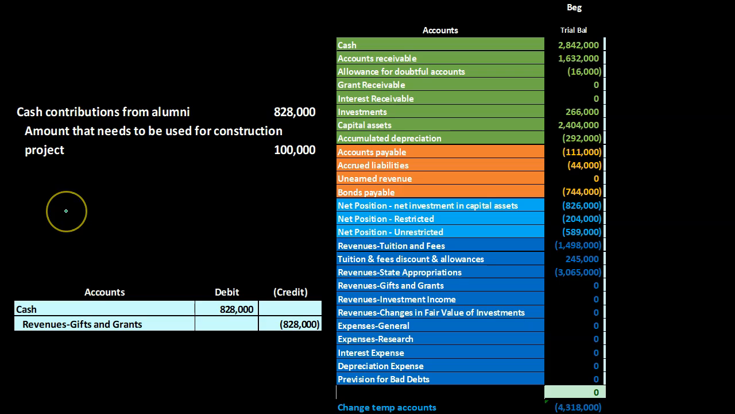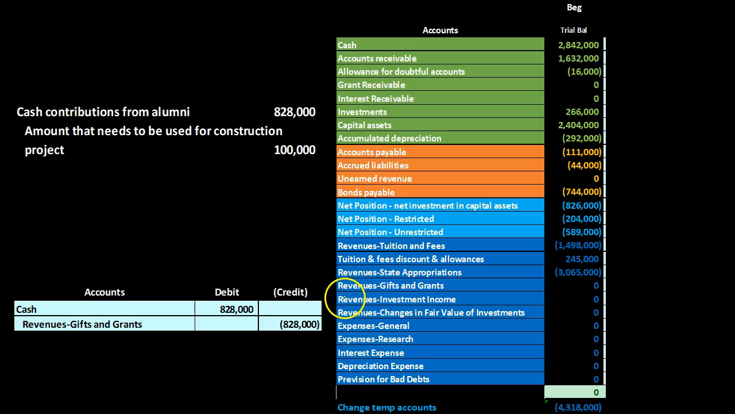Next transaction, cash contributions from alumni. So we have cash contributions from the alumni of 828. The amount that needs to be used for a construction project, we're going to say is 100,000 of that. Now this is going to be a little bit different than we've seen for other types of non-profit organizations, in that we will be looking at this 100,000, but not until we do the closing process. Right now, we're going to record the 828.